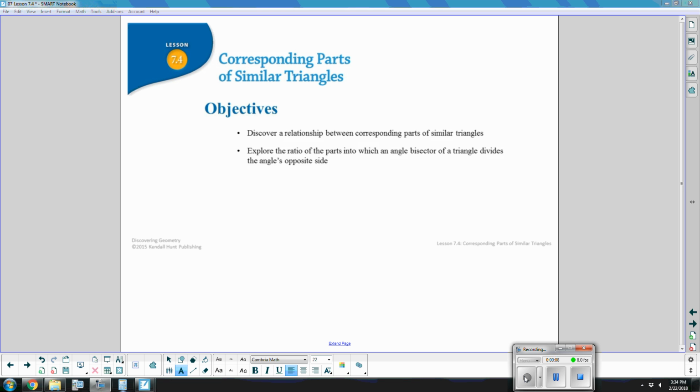Earlier this chapter we looked at showing that triangles are similar based on either side, side, side, where the sides are all proportional, or side, angle, side, where the sides are proportional and the angles are congruent, or two angles that were congruent. Now we're going to look at other special segments of corresponding parts within the triangle, and if the triangles are similar, what's true about those other special segments.